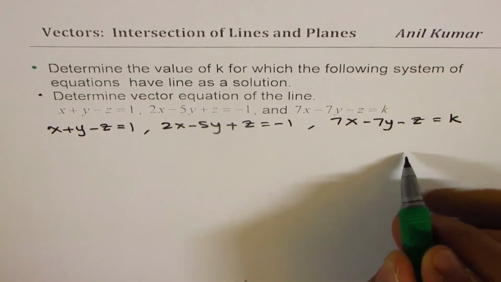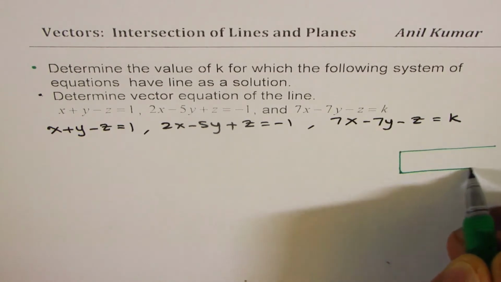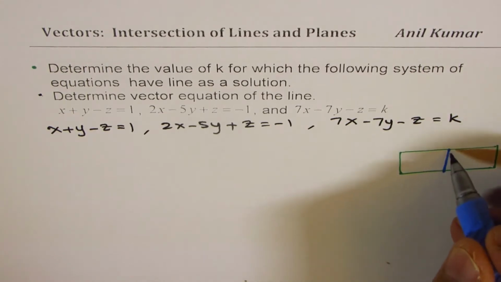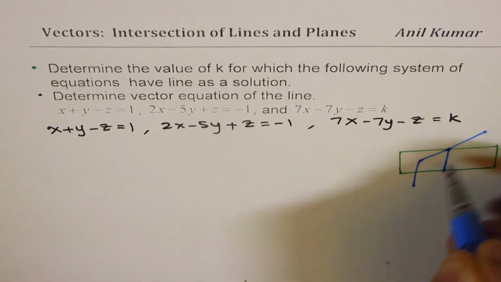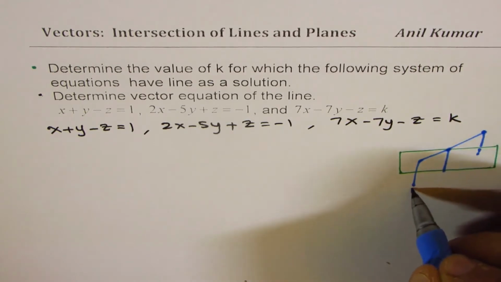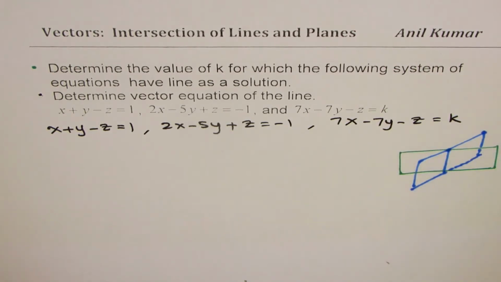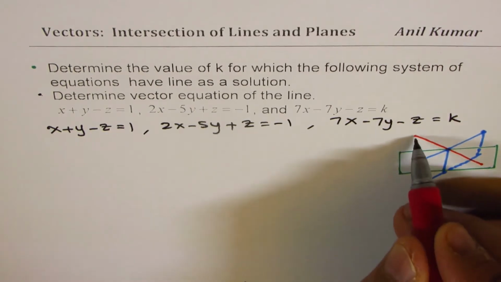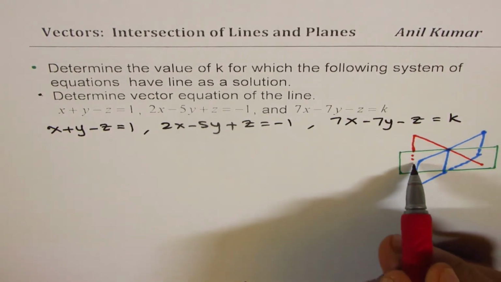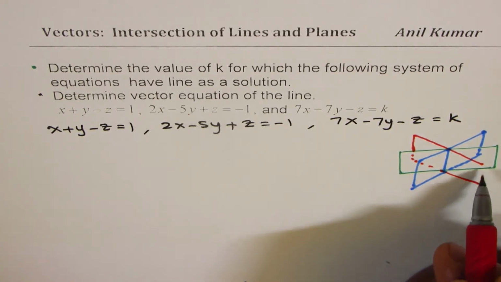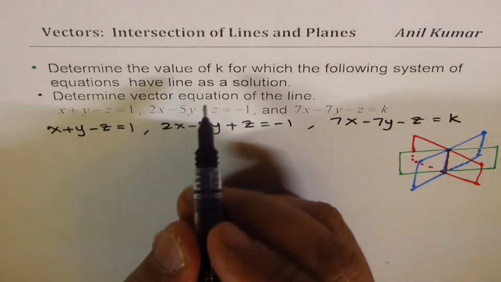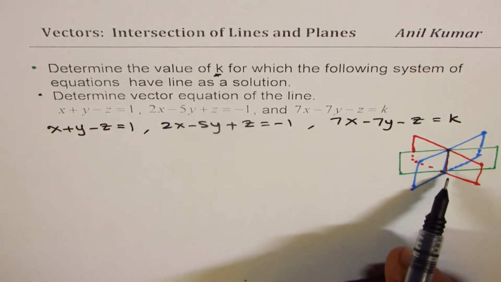What we're trying to figure out is that these are the three planes, and they intersect at a line. Two planes will intersect at a line, and the third plane also intersects at the same line. So it's kind of like this. We need to find the value of k which can make it so.